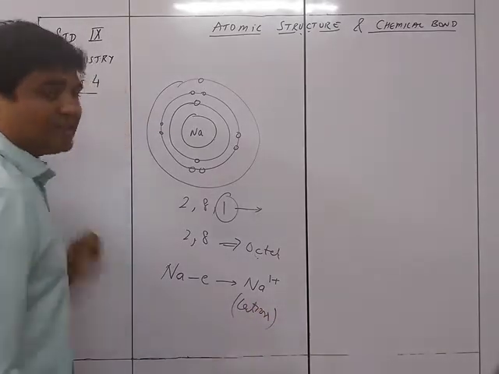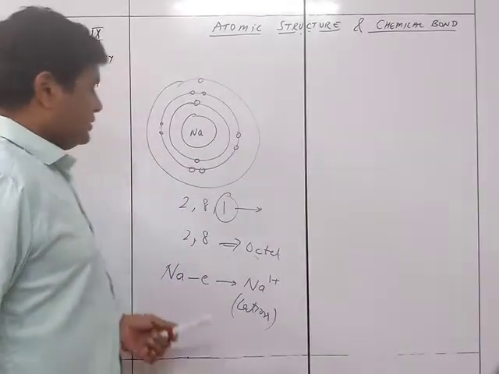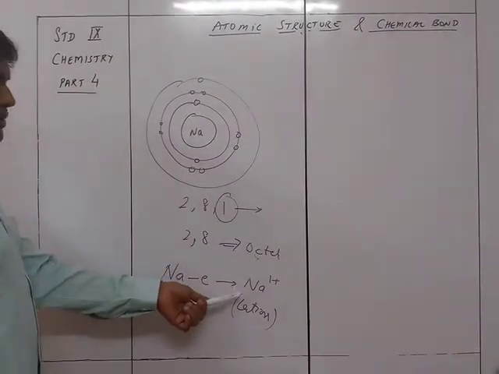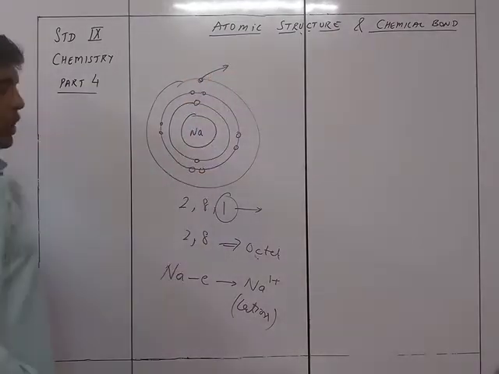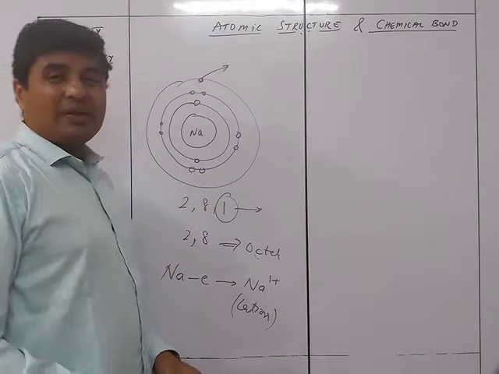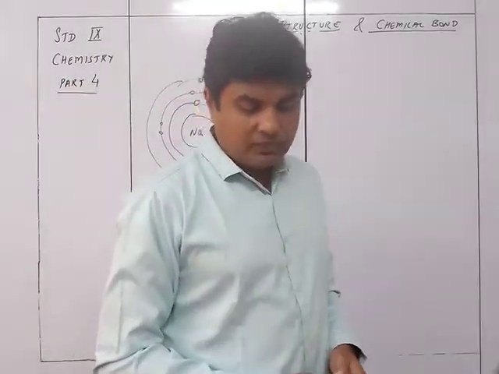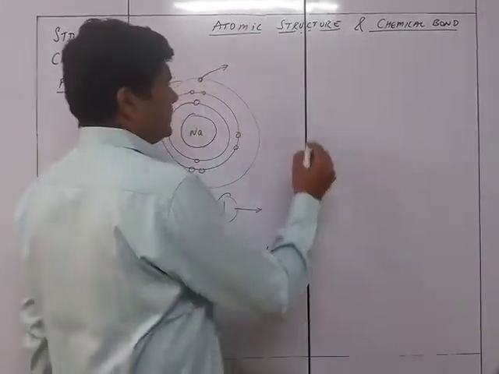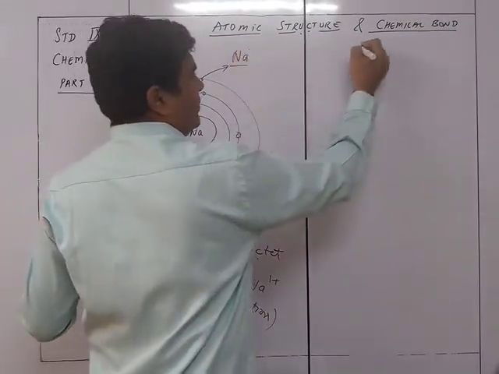The positively charged ions are called cations and negatively charged ions are called anions. So this is how the cation is formed by the loss of this particular electron, conforming to the octet rule. The same thing could be taken in the case of chlorine. So this was Na, and the other one over here is Cl.